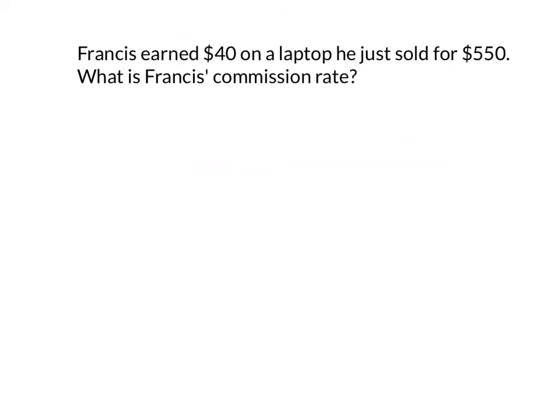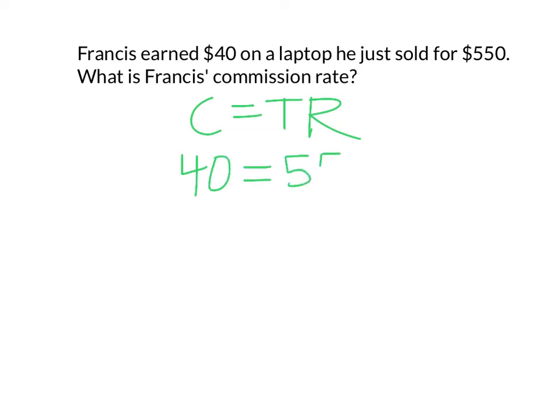Alright, more. Francis earned $40 on a laptop he just sold for $550. What is Francis's commission rate? Well, this time we're looking for the R, or the rate. Let's start with C equals TR. We know his commission, $40. We know the total sale, $550. We don't know the rate, so that's what we're solving for. And since we want to isolate R, we do want to do inverse operation. Divide both sides by 550.